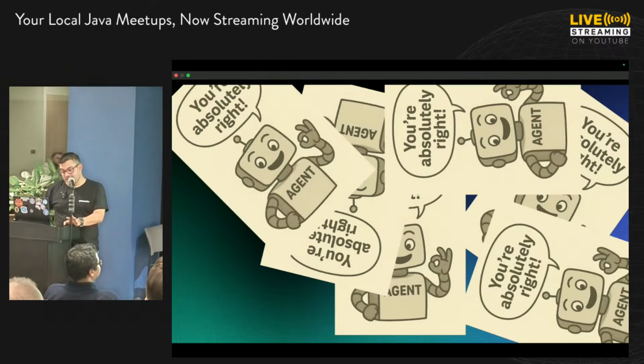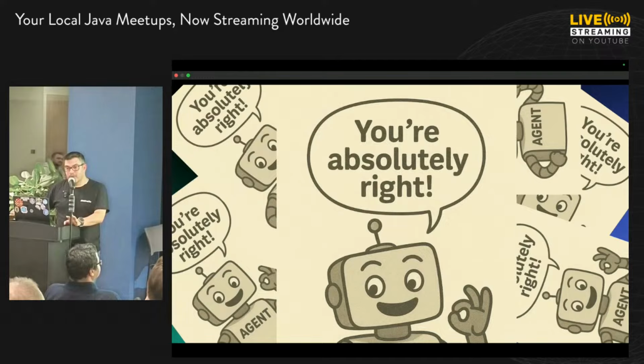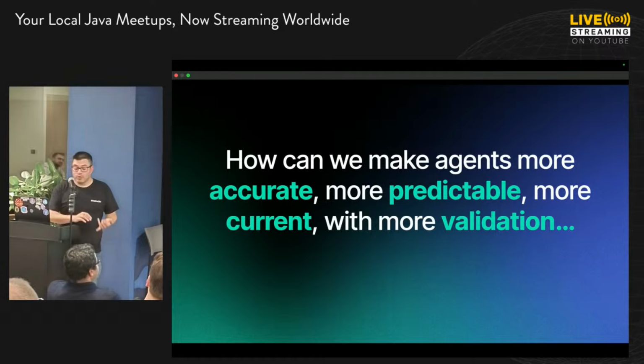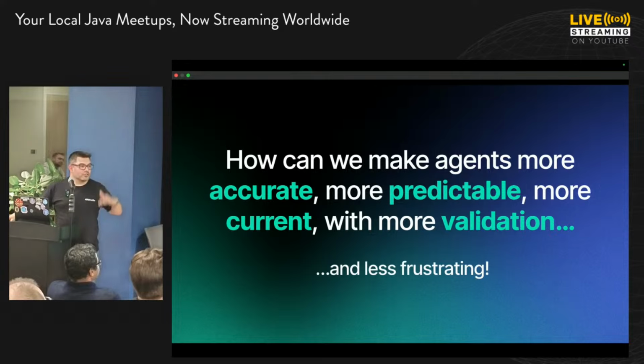No, it doesn't. We get into this horrible loop where it just says, oh, you're absolutely right. Like, what an idiot. Why did I even think about that? And for the same reasons as it got it wrong the first time, it can't fix those reasons. You're asking it to do the same thing with the same flawed data or not enough data, and you'll get the same result again and again. So how do we make agents more accurate, more predictable, more current, et cetera, without that frustrating, circular loop where we spiral out of control?